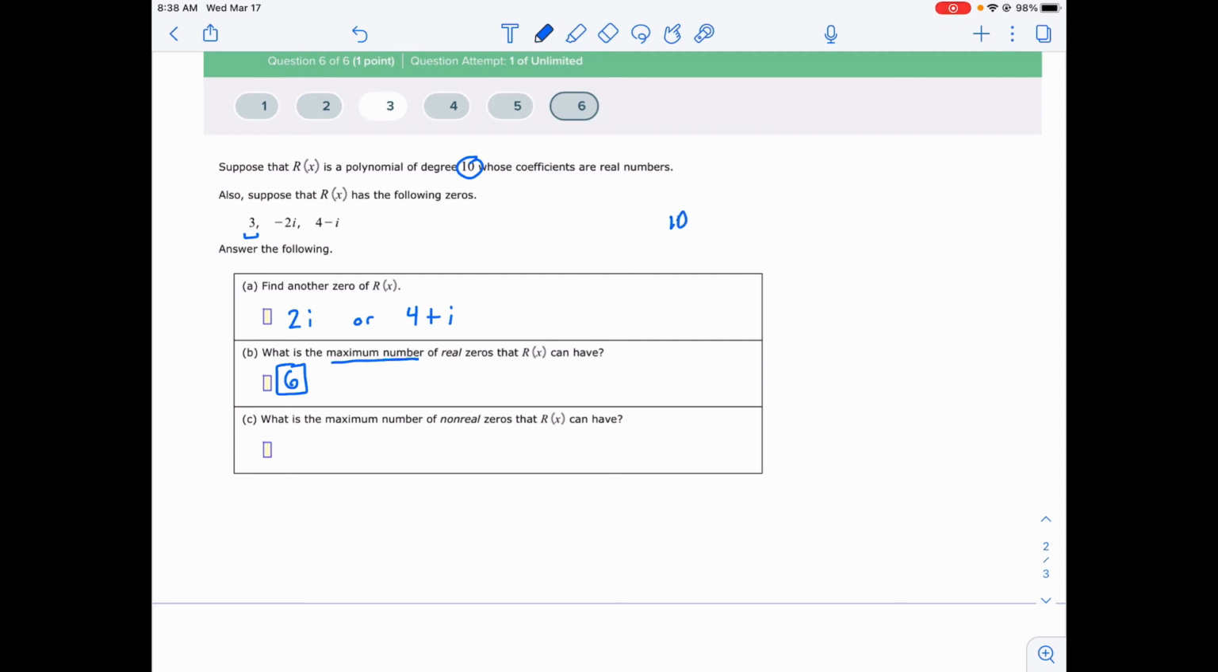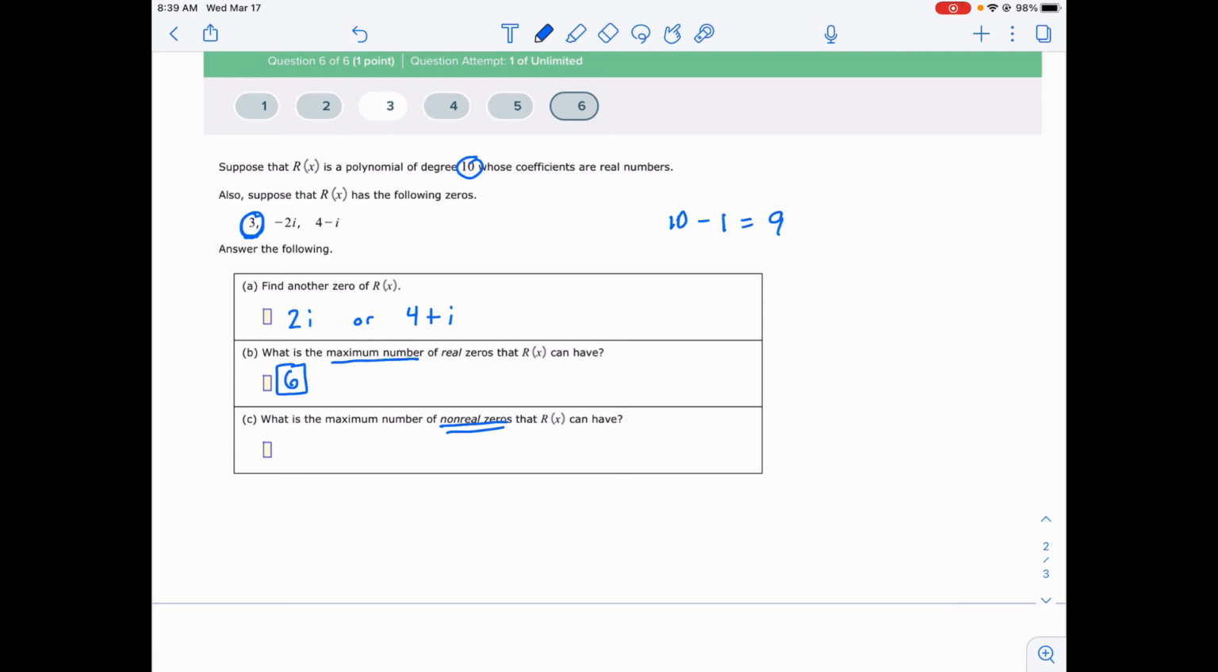Then for the last one, it says, what is the maximum number of non-real zeros? So this would be our complex or our imaginary and things like that. Well, in this case, they've only given us truly 1 real solution. So 10 minus 1 is 9. So that means the 9 other solutions are going to be some combination of complex and real.